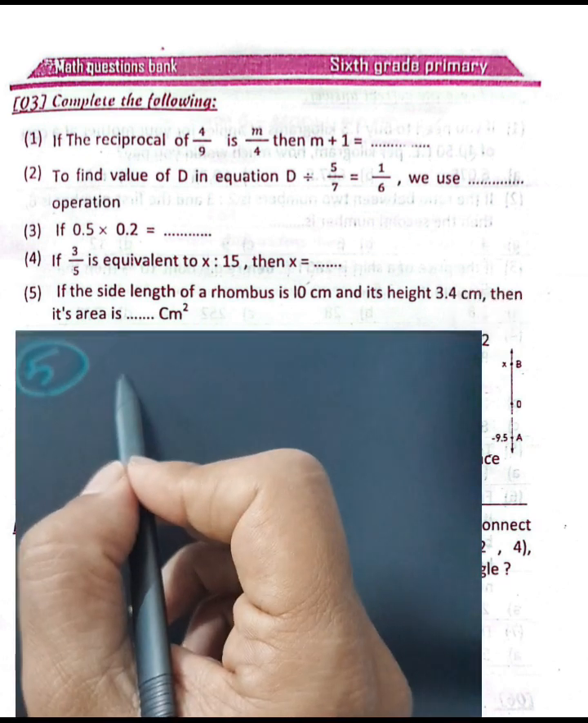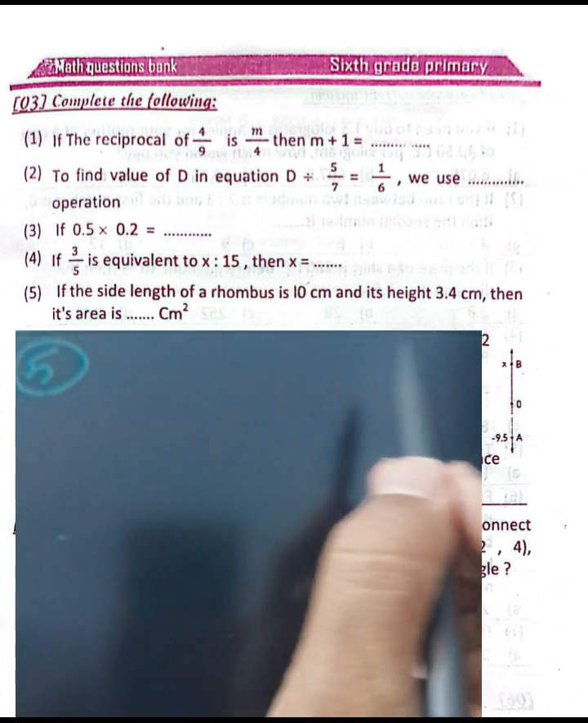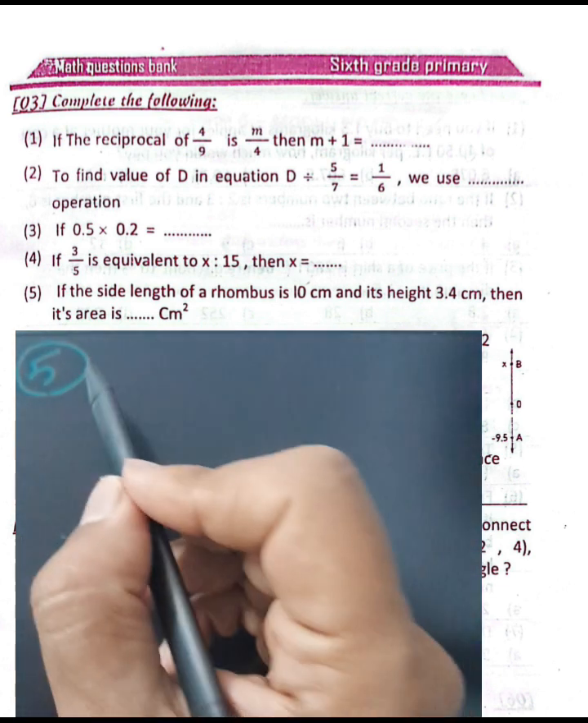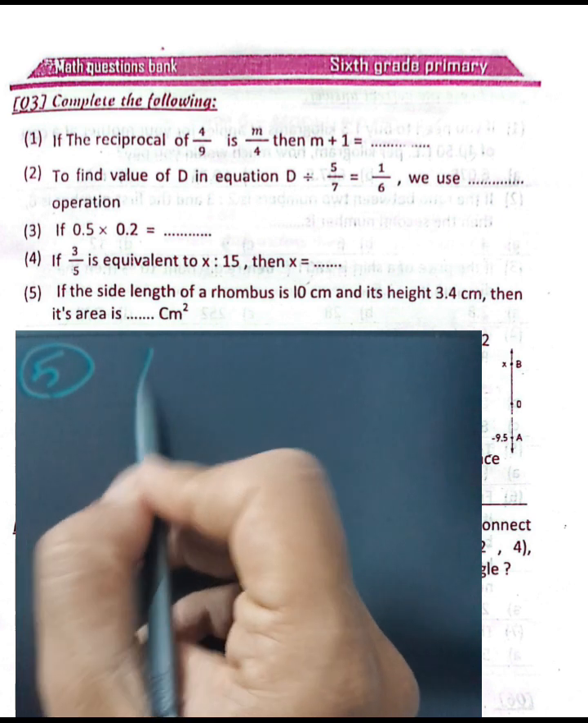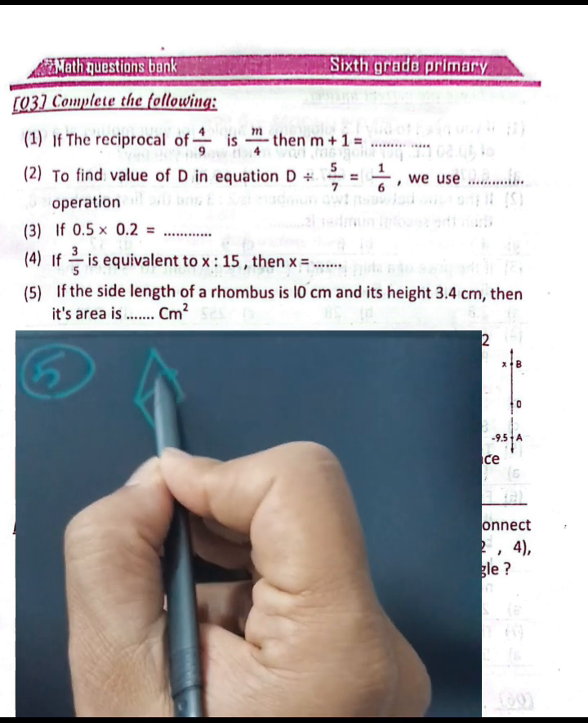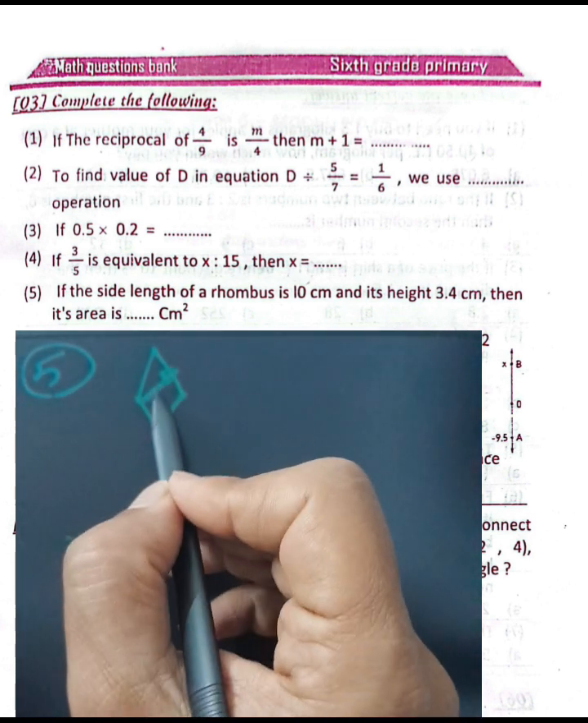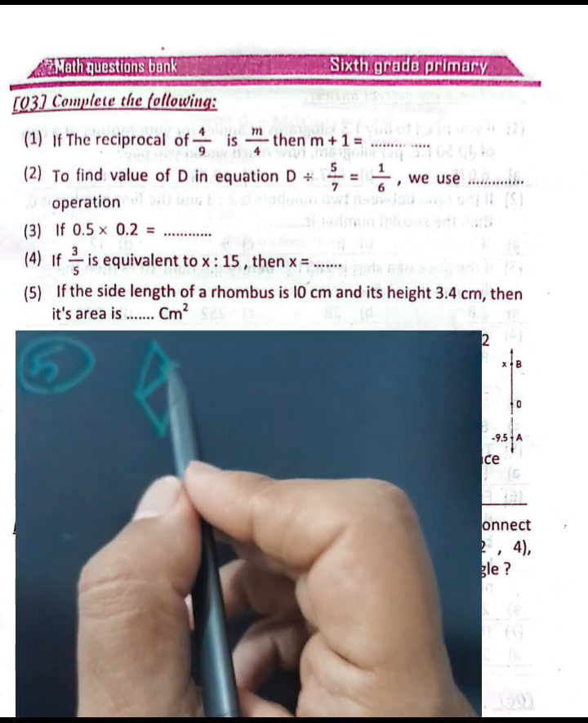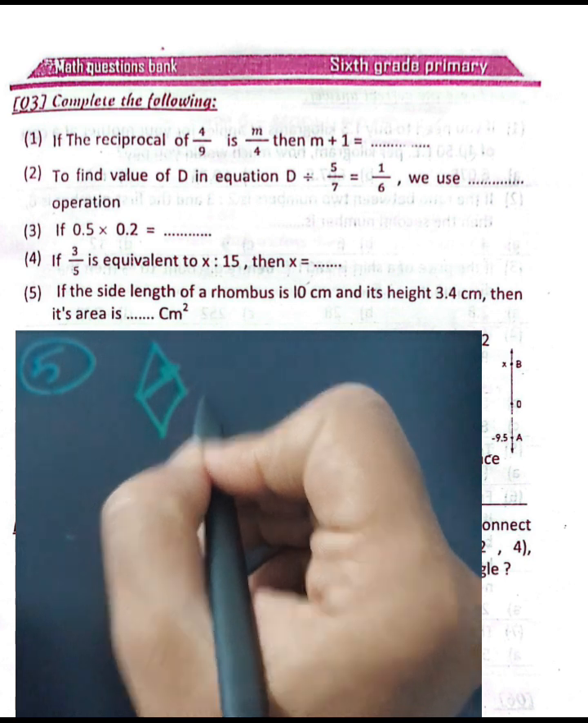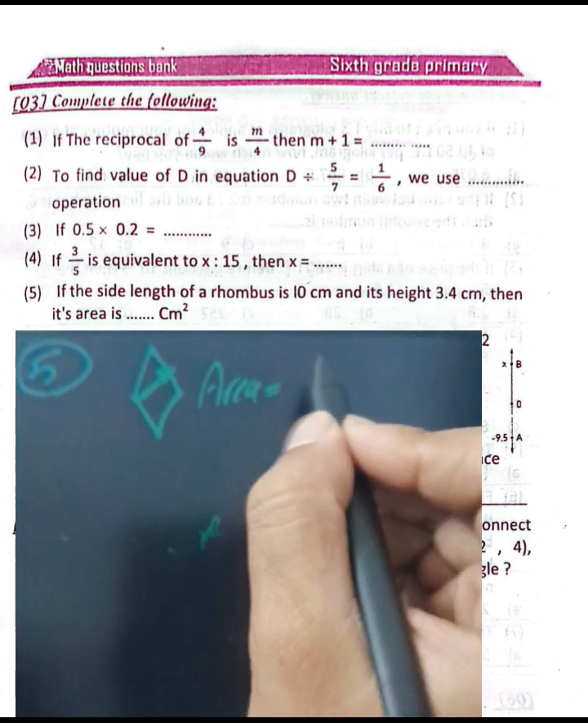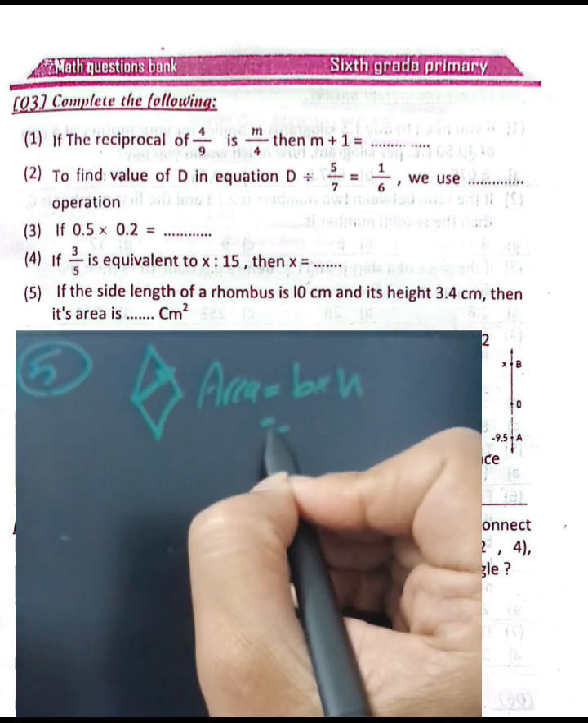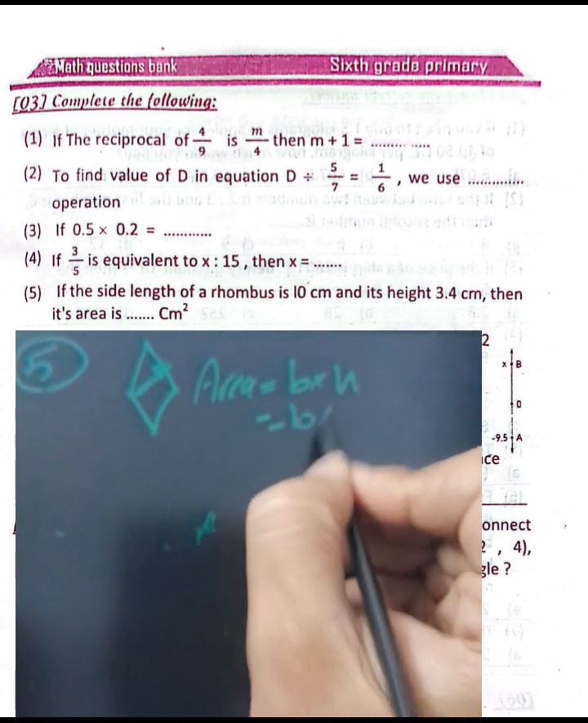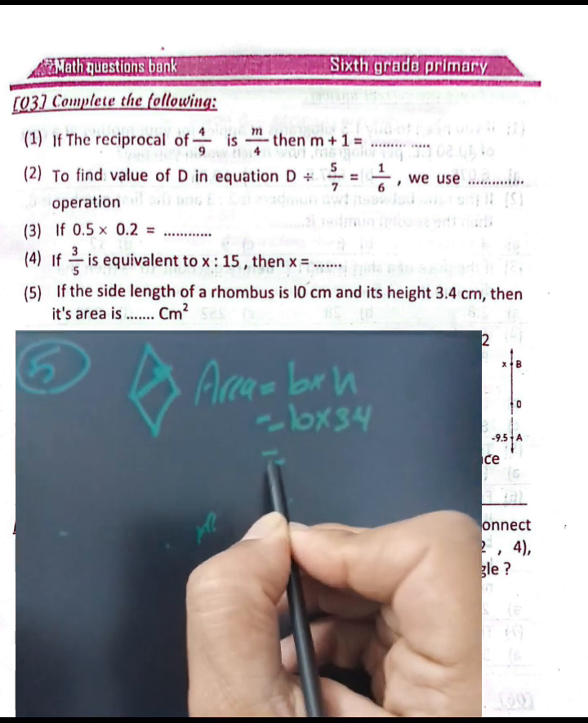If the side length of a rhombus is 10 cm and its height is 3.4 cm, then what is its area? The area of a rhombus equals base times height, or side times the corresponding height. All sides in a rhombus are equal. Then the area equals base times corresponding height.